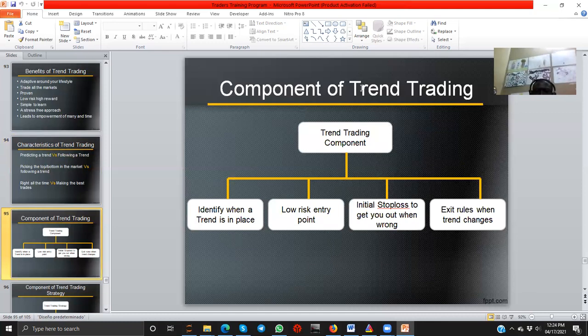Now, you identify the trend. I've taught you this severally, using the moving average, using the normal definition of trend. Then your low risk entry point, which is where we are looking at the timing of your trend, because you have to time. So the timing of your trade.